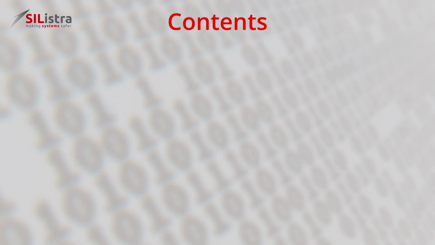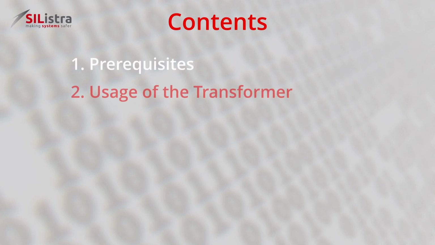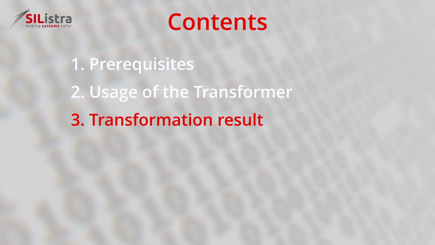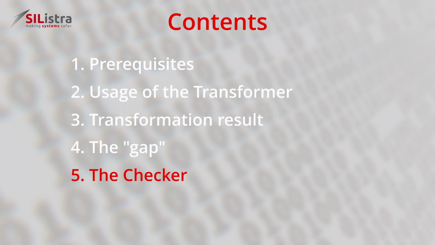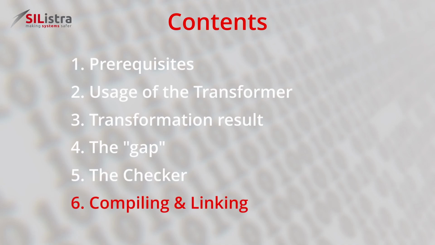To start this video, we will first explain the necessary prerequisites. Then the general toolchain workflow is described. This includes the transformer usage as well as its flags, the transformation result followed by the gap left by retransformer, and as last part of the toolchain, the checker as well as its usage are described. And last but not least, we will show how to actually compile and link the application.